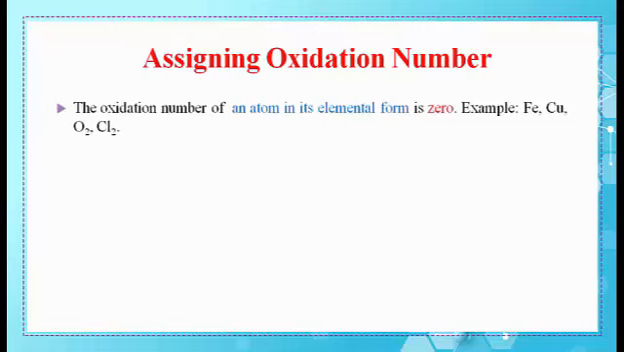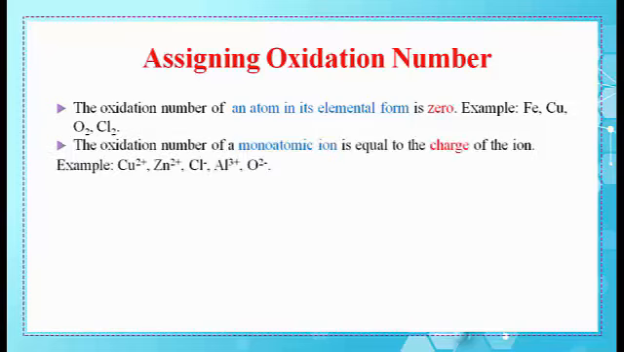To assign oxidation number for an element, you have to follow the following rules. First, the oxidation number of an atom in its elemental form is 0. Example of an element in its elemental form is Fe, Cu, O2, and Cl2. Also, the oxidation number of a monoatomic ion, an ion made up of only one atom, is equal to the charge of the ion. Example, Cu2+, Zn2+, Cl-, Al3+, O2-. The oxidation number of each one of these ions is equal to the charge of the ion.